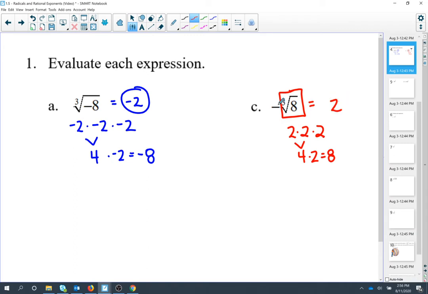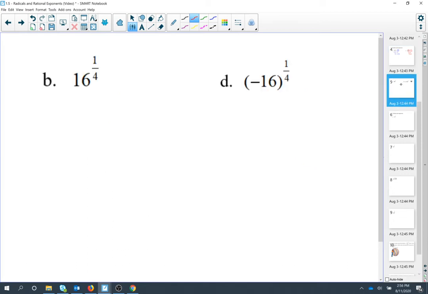But there's a negative out here. So you just put a negative on your answer, and your answer is -2. For these two examples, it actually turns out that they have the same answer. Let's take a look at letter B and letter D.